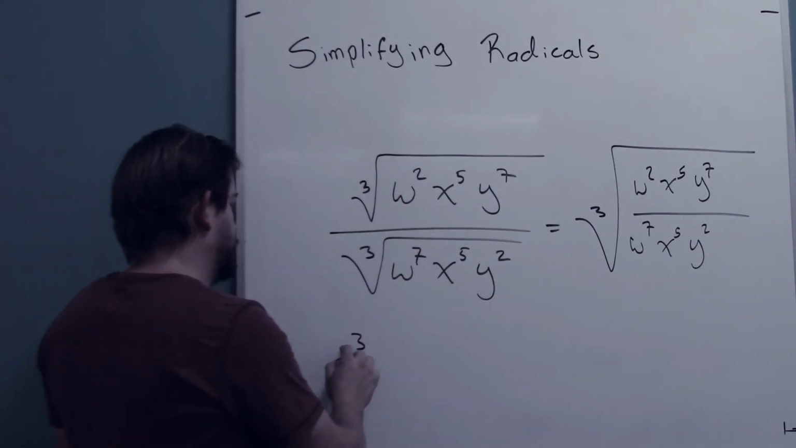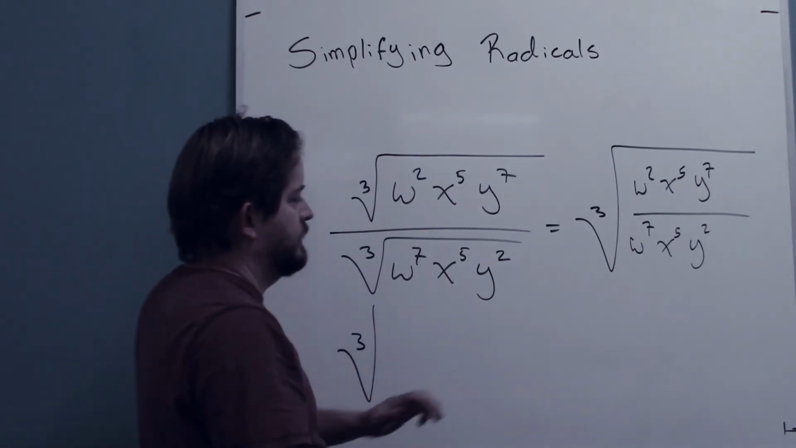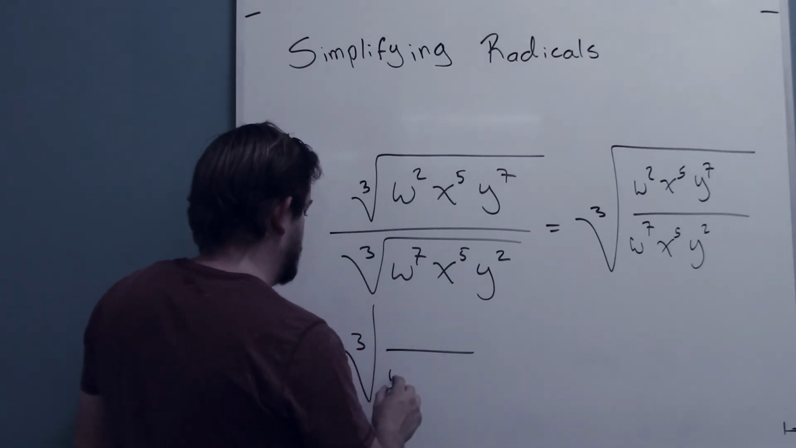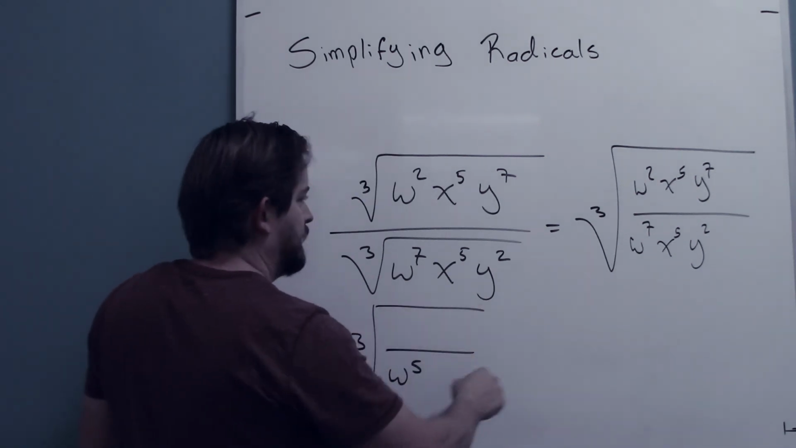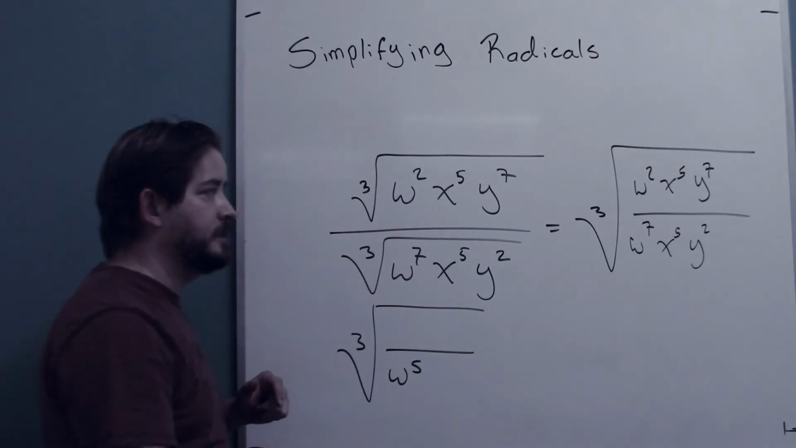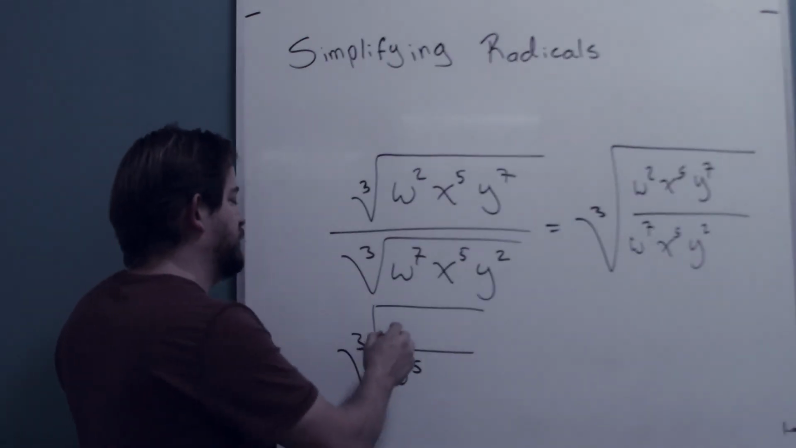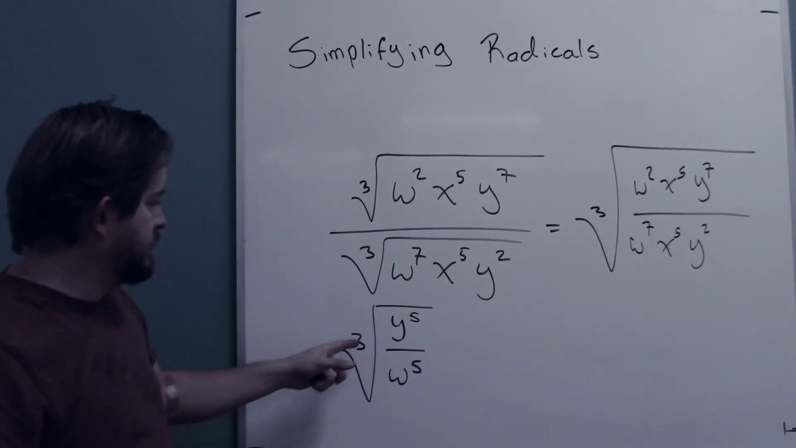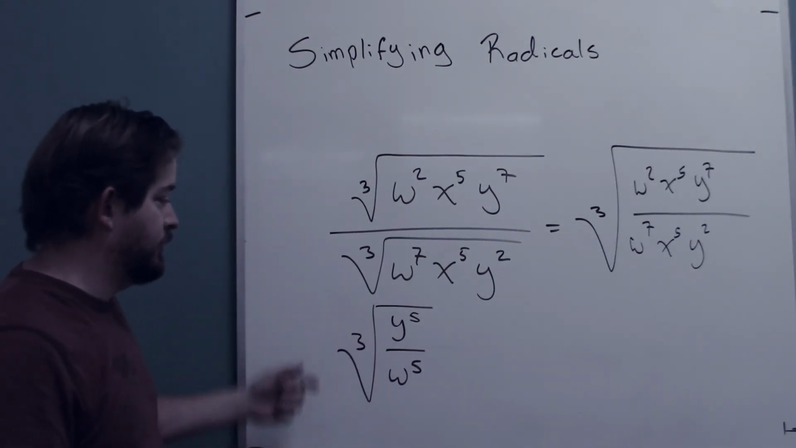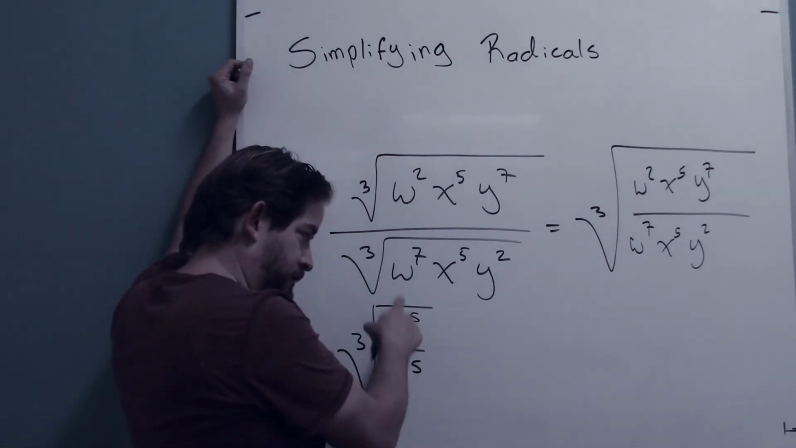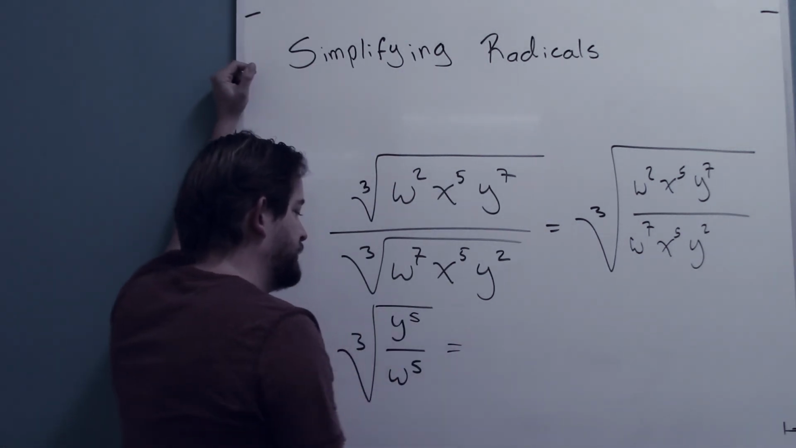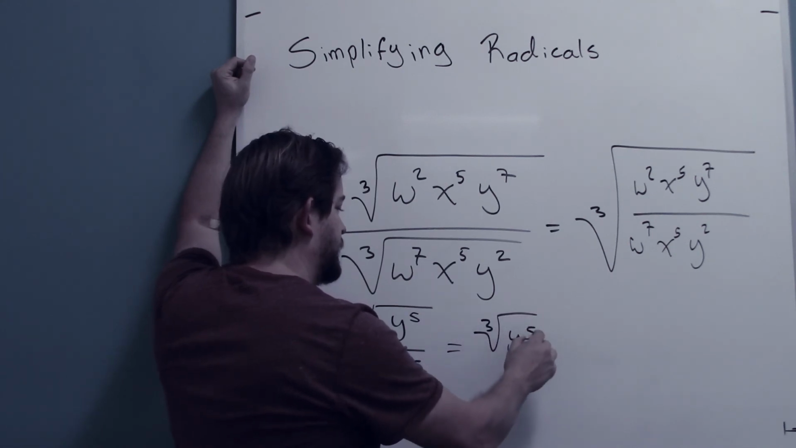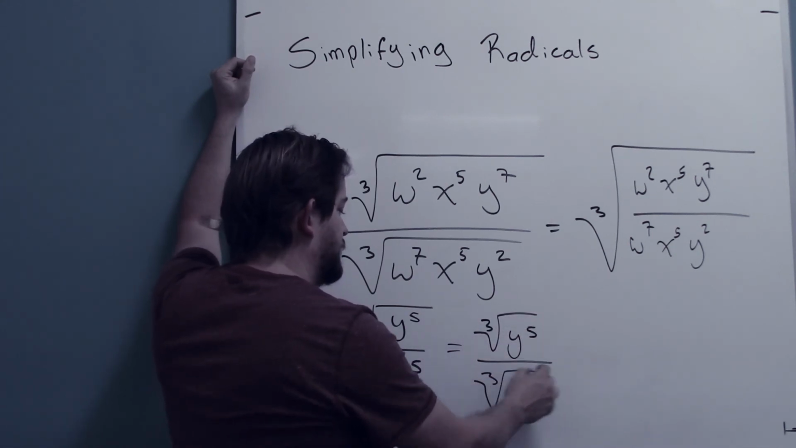So then I'm left with the cube root of, well, the w's simplify to be a w to the 5th in the denominator. The x's completely cancel out, and the y's simplify to be a y to the 5th in the numerator, right? So I have the cube root of y to the 5th over w to the 5th. Now that the numerator and denominator aren't going to really play with each other, I can call them separately. So the cube root of y to the 5th over the cube root of w to the 5th.